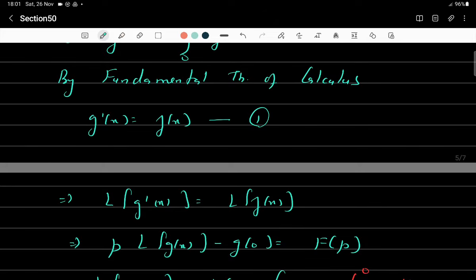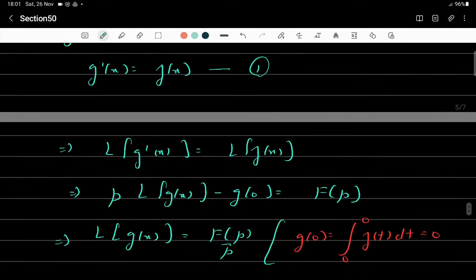Now what is g naught? G of x is integration from 0 to x, so g naught is integration from 0 to 0, both the limits are same, therefore it is 0, and therefore Laplace of g of x is f of p by p. So this is what needed to be proved. So the proof is easy, but the important thing is the result.